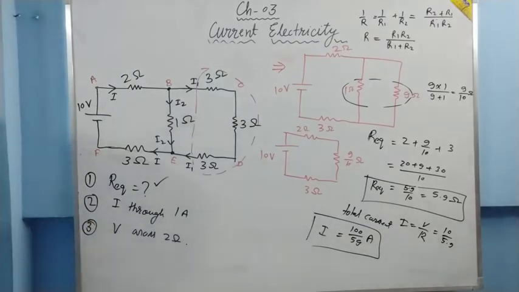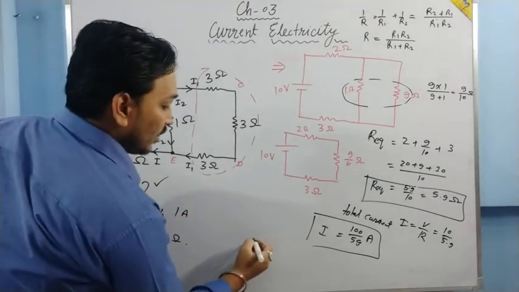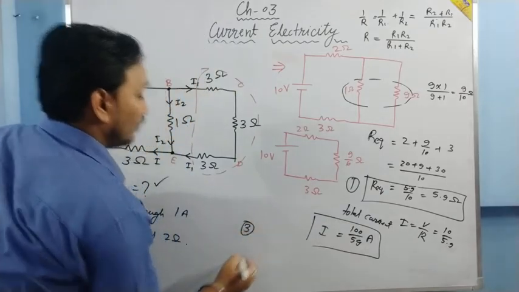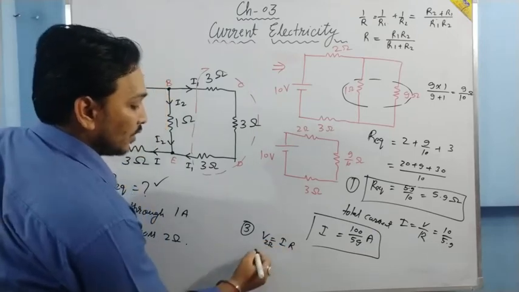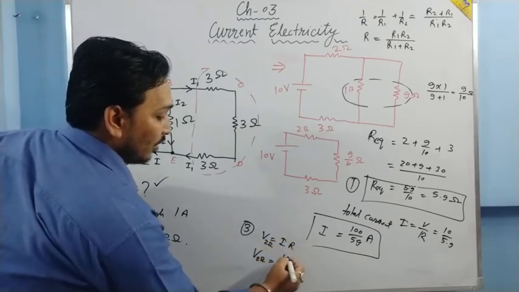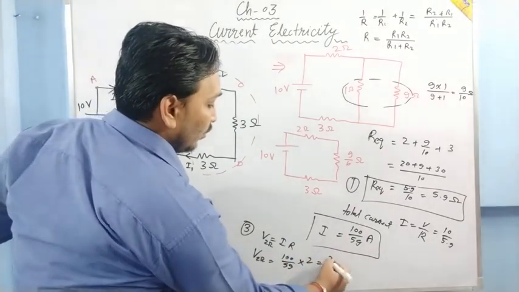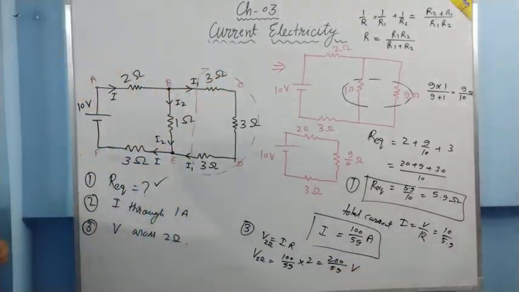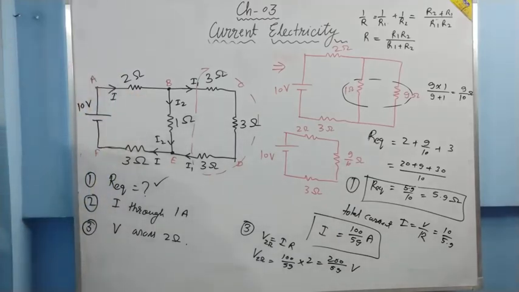Let us solve the third one first of all. This current is passing through 2 ohm resistance. So what is the voltage across 2 ohm resistance? I am solving the third one. This is the answer of the first one. Now I am solving for the third one. V is equal to I into R, for the 2 ohm resistance. So I is what? 100 upon 59. Is it there on the board? Yes. Multiply by what? Resistance 2. It will become 200 upon 59 volt. This is the voltage across this one. Is it clear?